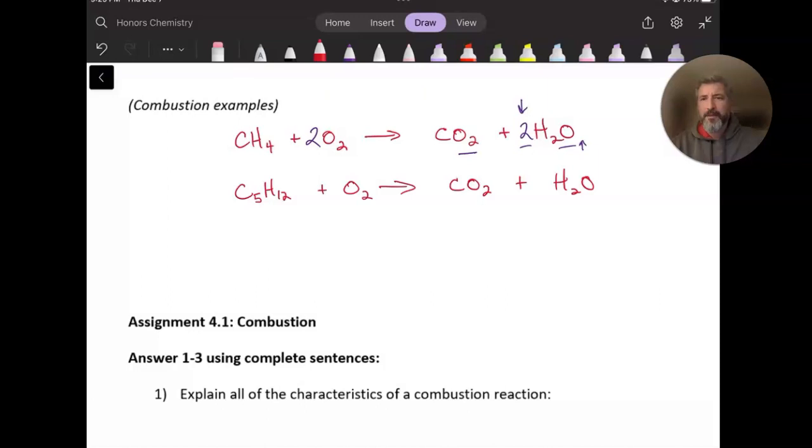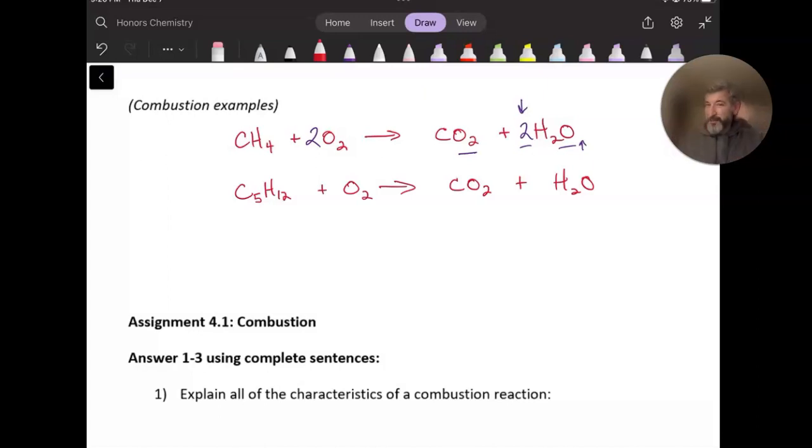Okay. By the way, I should say something about physical states here. Both of our products are going to be gases, and that's simply because of the heat involved. So you might be thinking, well, wait a minute, when I burn something, I don't see drops of water. I don't see liquid water. Well, that's because, of course, the heat involved in the reaction is going to turn any water into a gas, or at least keep it a gas as it's formed.